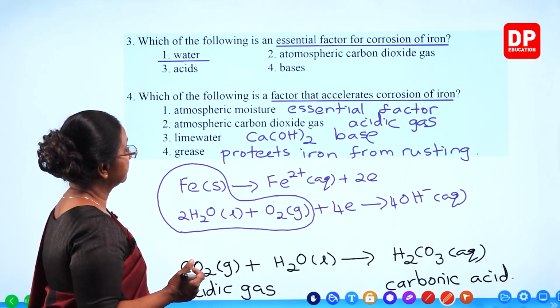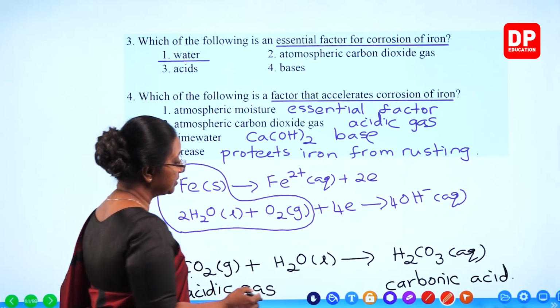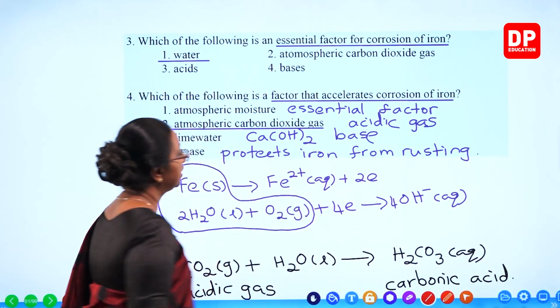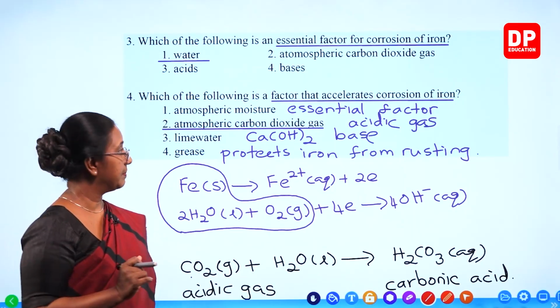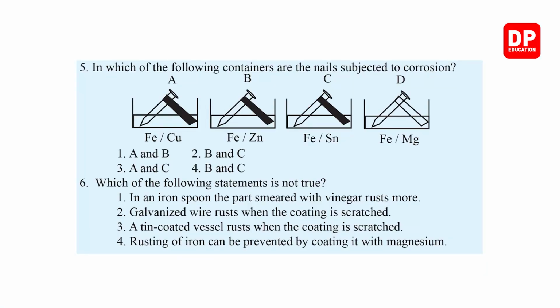So out of these, the factor that accelerates corrosion of iron is atmospheric carbon dioxide. That is something you have to remember, students. Then with that, I'll move on to the next one.